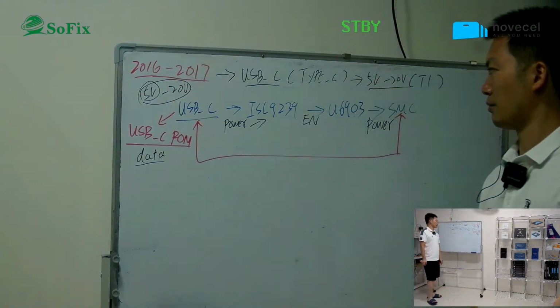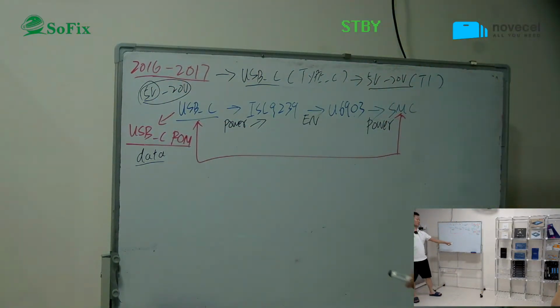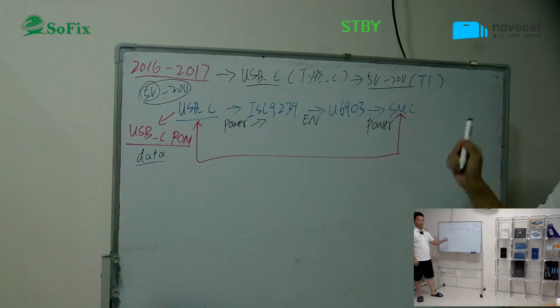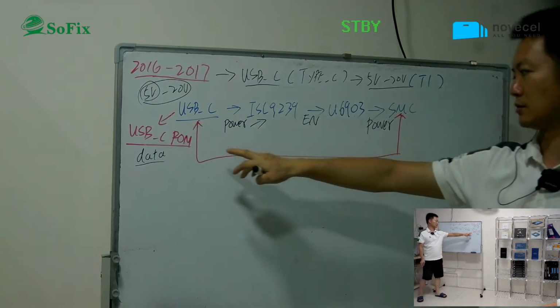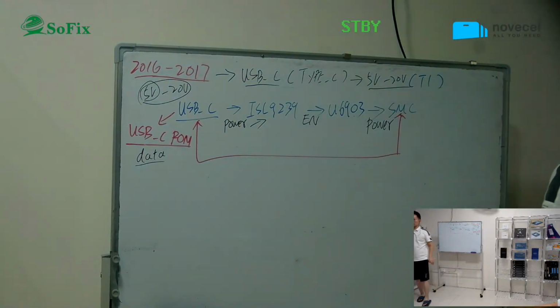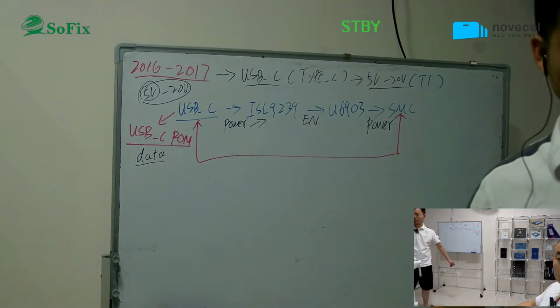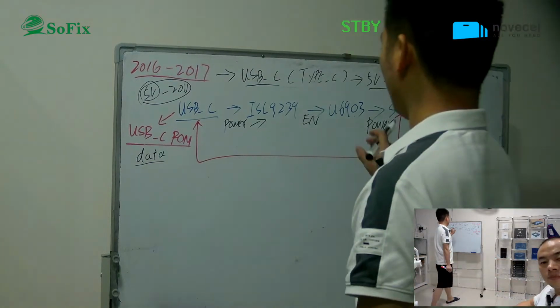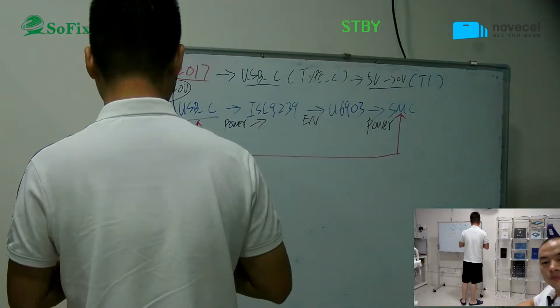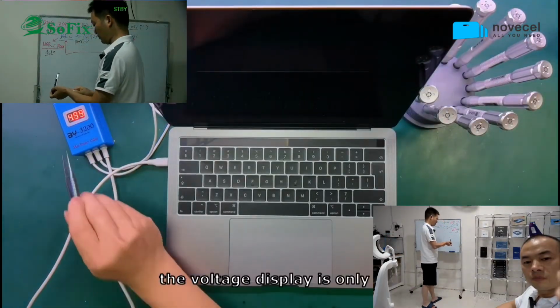To repair the T1 model, you must check the 1, 2, 3, 4 working conditions, and check the USB-C ROM data. So this is about the T1 model, T1 socket. Now, you said there is a DFU? Oh yes, the T2 model has DFU. The T1 model has no DFU mode.